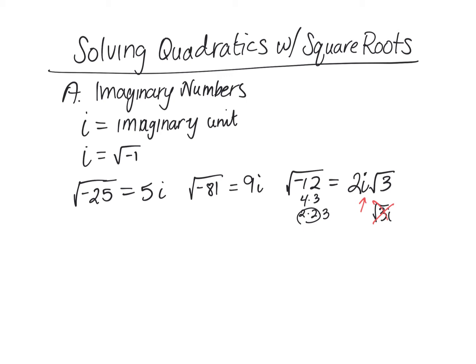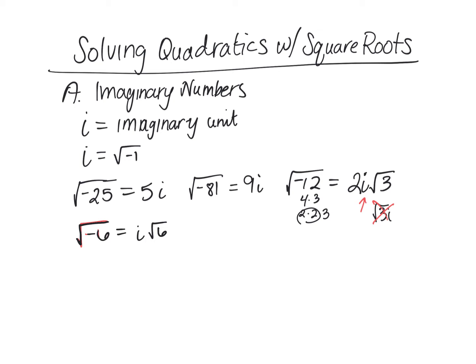Okay, and if I have, say, the square root of -6, well, I can't simplify the square root of 6. So this just comes out as i square root 6. I can leave the 6 in the square root, but I bring that negative out front to show that I know that's an imaginary answer. Okay. Questions?